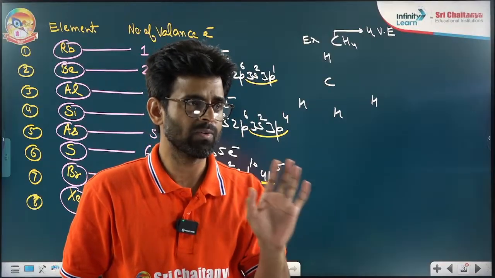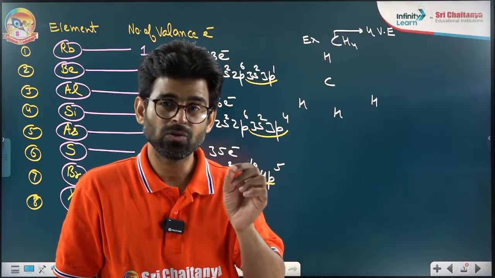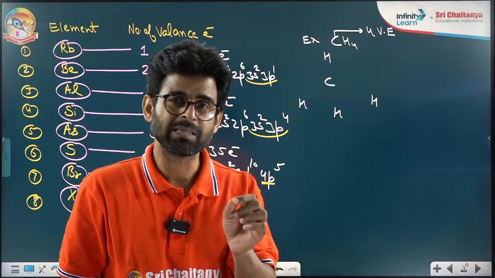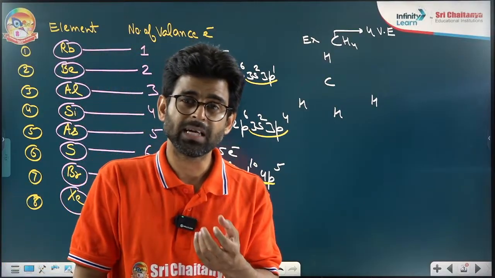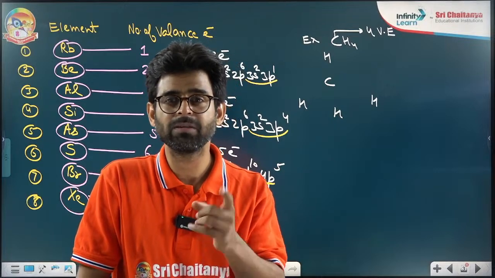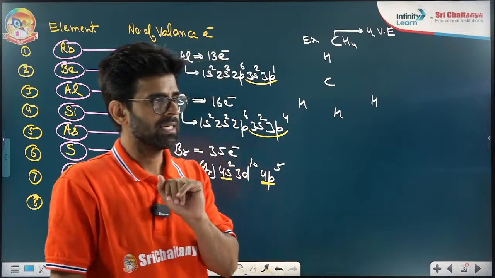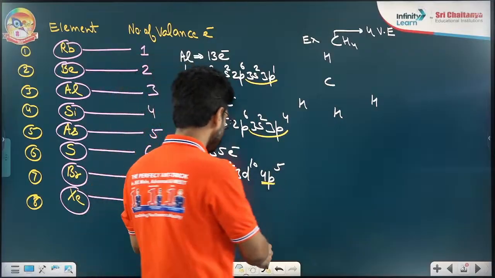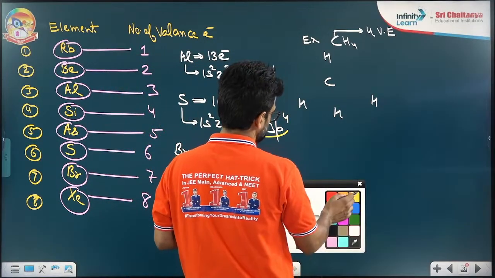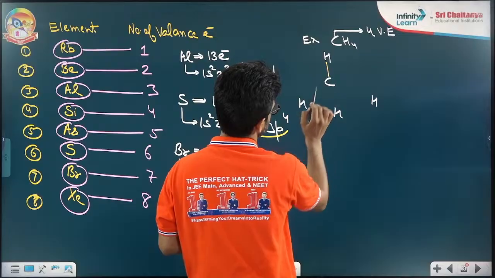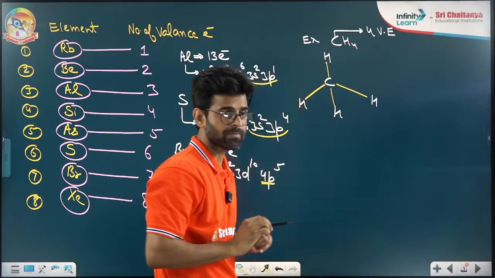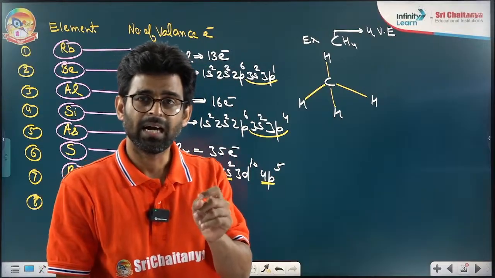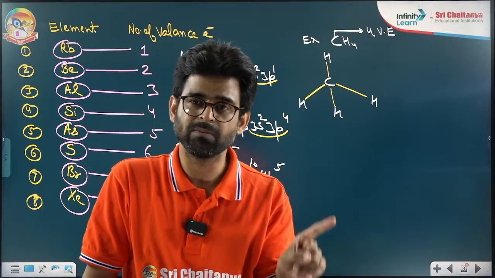Just put the central element and put in the surrounding elements. Now I'm asking you one thing. Hydrogen as a surrounding element makes how many bonds? 1 bond, right? Hydrogen makes 1 bond. Clear? So you see here, it will make 1 bond. Definitely it will also make 1. So every hydrogen is making 1 bond.